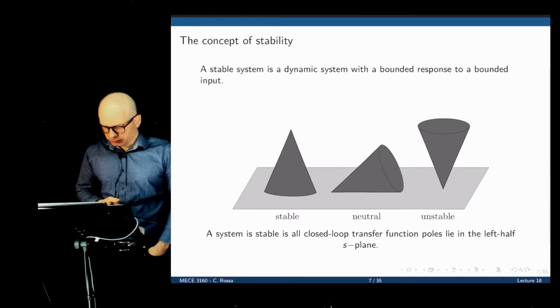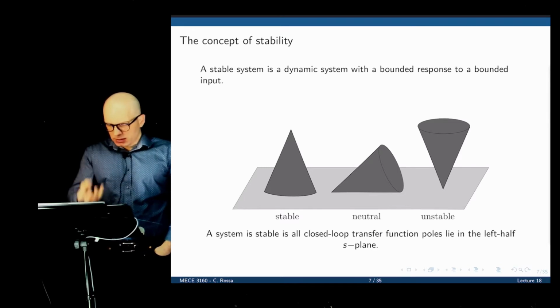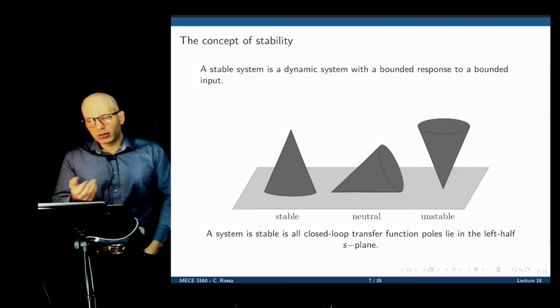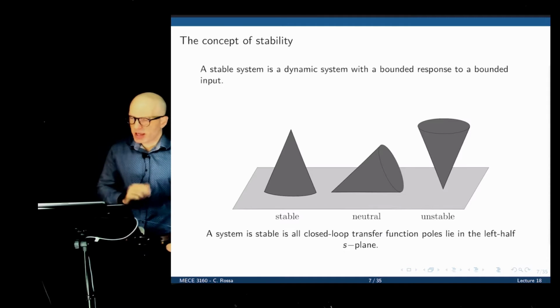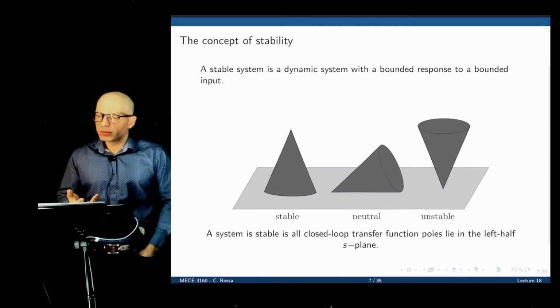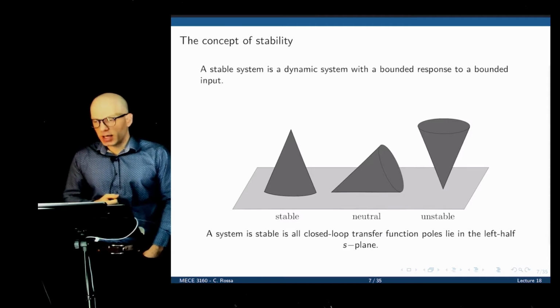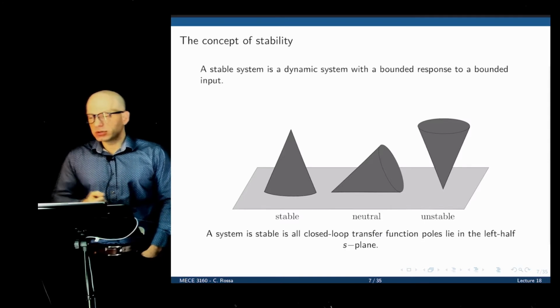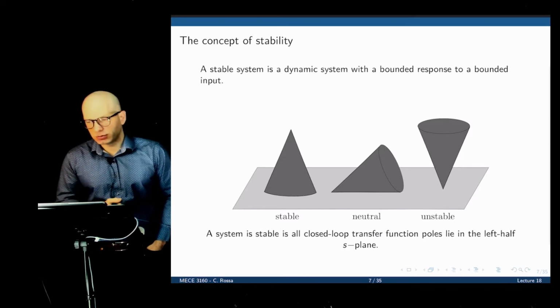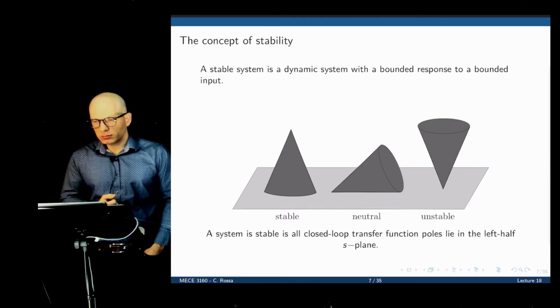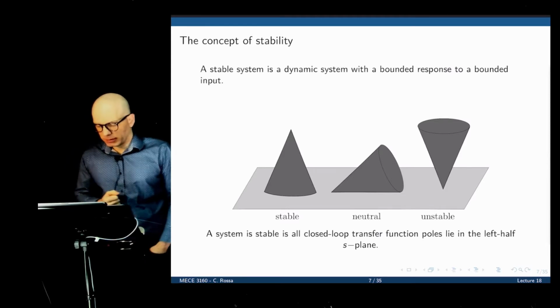The last case is the unstable system, where the system is in equilibrium, maybe in equilibrium like that, but as soon as we apply any input to it, it will fall. It will never reach that condition again. So for a bounded input, it will display an unbounded output. That's the concept of stability.